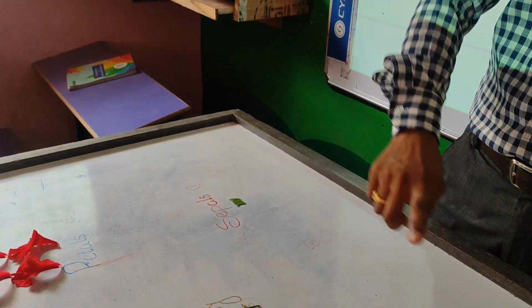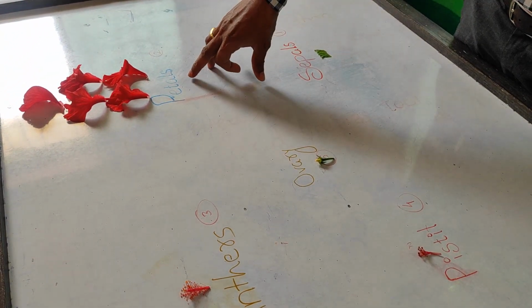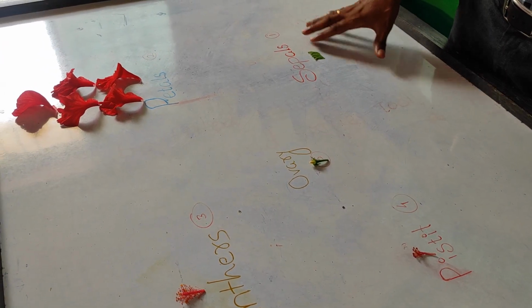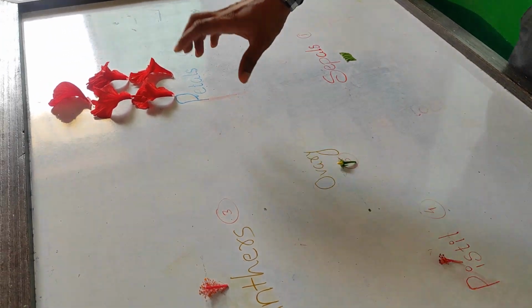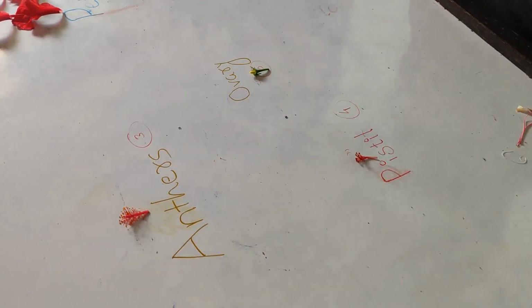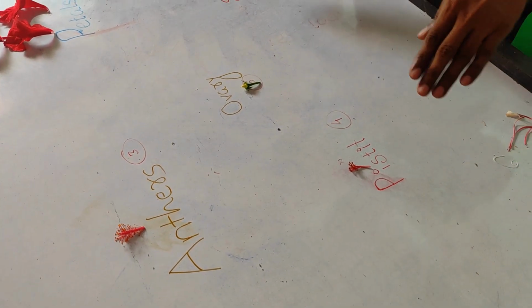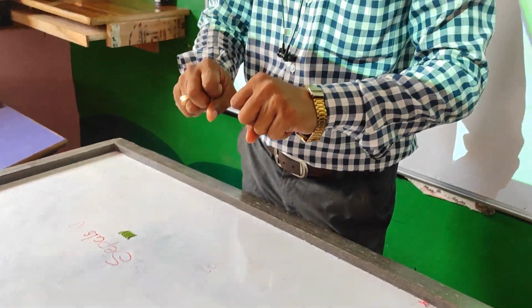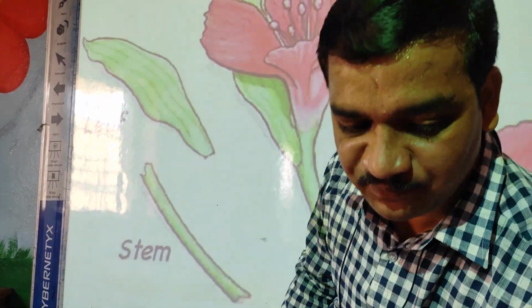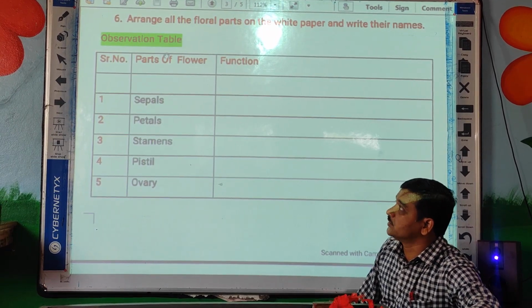Now see here, I placed all the parts of the flower. First one sepals, second one petals. So the number of sepals is 5. The number of petals is 5. Then anthers, here you can see, and pistil. Same way you can also arrange all the parts of the flower on one white sheet and you can click a photo. Now what you have to do at home? So simple, you can see these are the parts of the flower. After this, now see your observation.